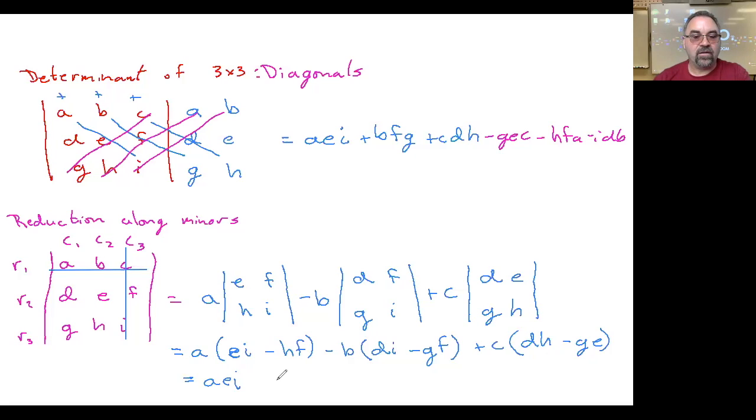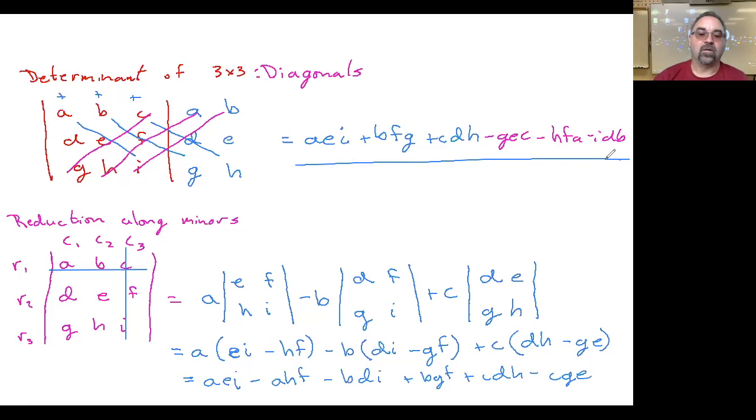AEI minus AHF minus BDI plus BGF plus CDH minus CGE. And pretty much, except for the order, you can see that those are the same terms that we got up there.